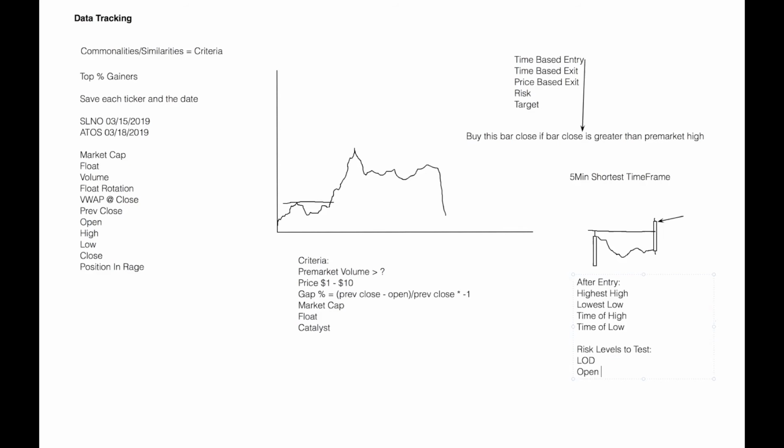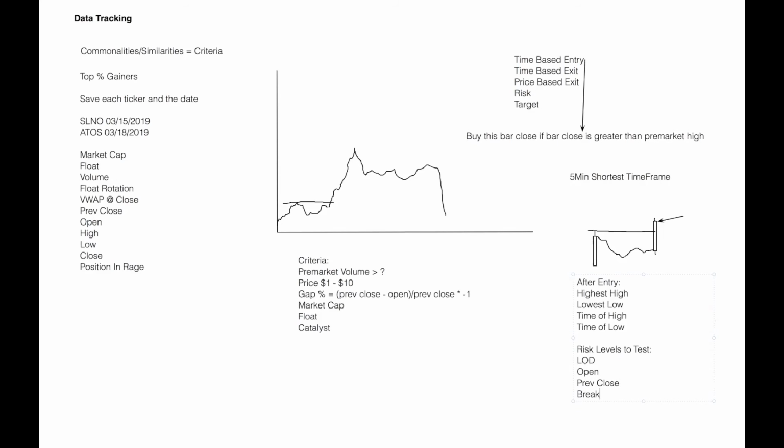So if it falls below the open price on the day, like the daily candle turns red, is that key? You don't know. I don't have a clue. Let's test for it though. Risk levels to test are low of day, open price, and also, if there's not a big gap percentage, previous close. You could test for that.